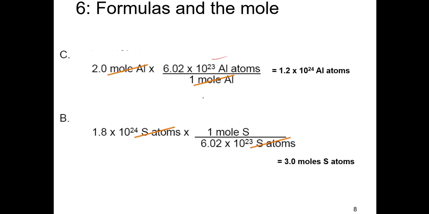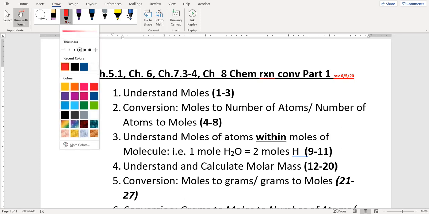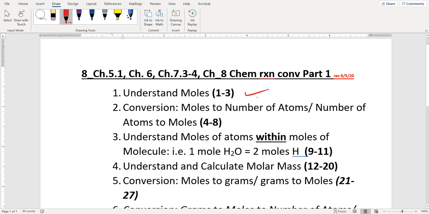So more examples for you to go through. So we just explained how to do moles to number of atoms and number of atoms to moles.